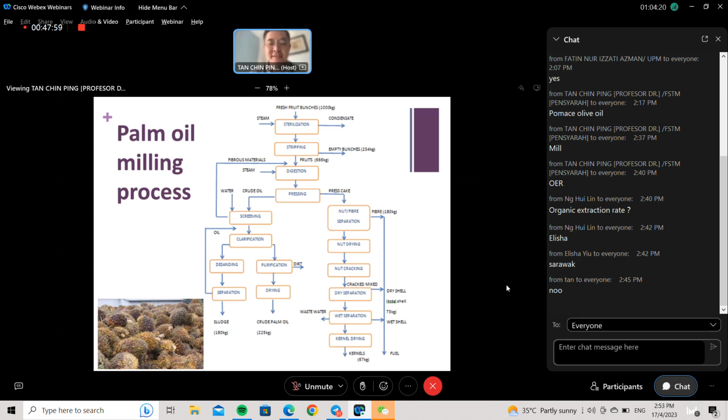And this pond is usually required by the DOE, the Department of Environment, for mills to capture the sludge and treat it. And it is usually not only one pond. You will have 2, 3, 4, depending on how big the capacity of your mill is. The first pond is usually a very dark brown, very dirty sludge. And this is actually very dense in nutrients, and the sludge will require further treatment.